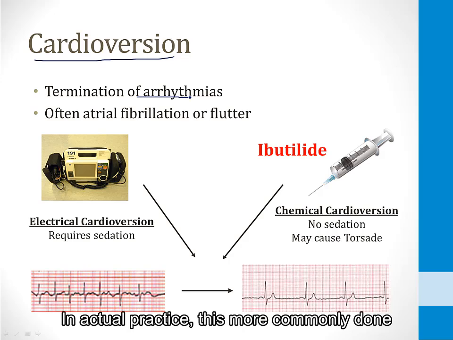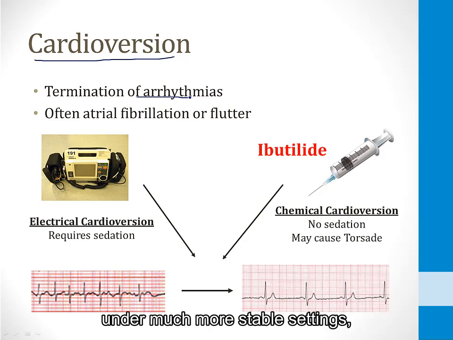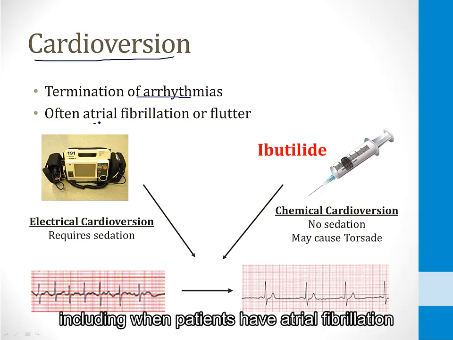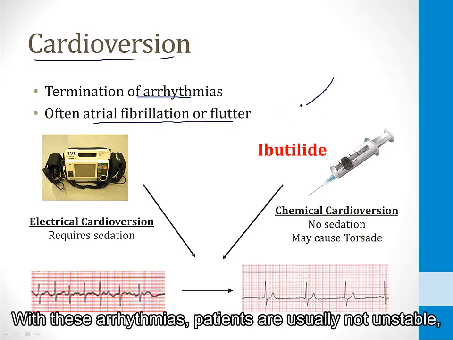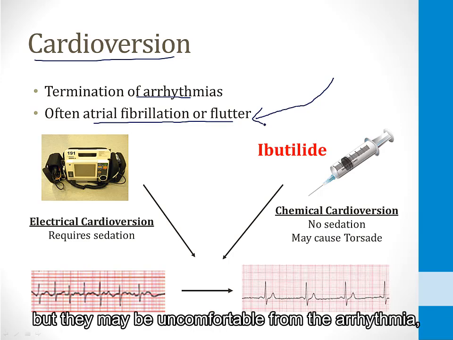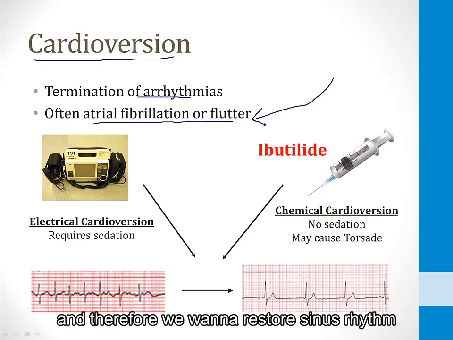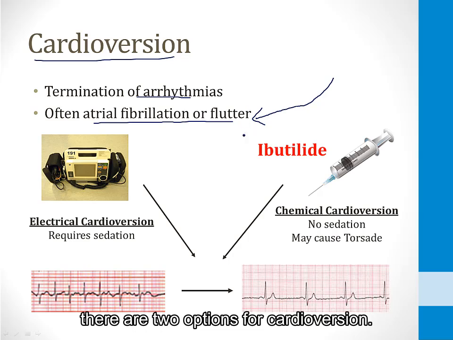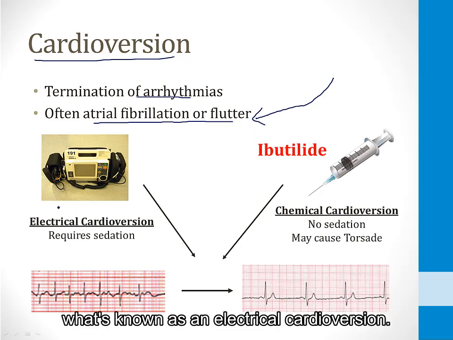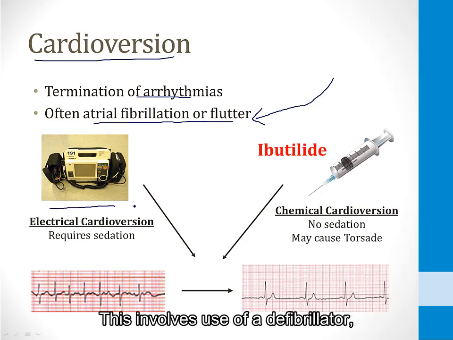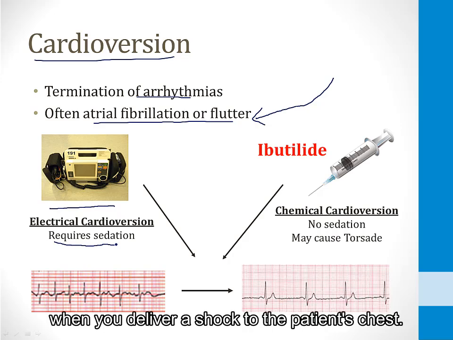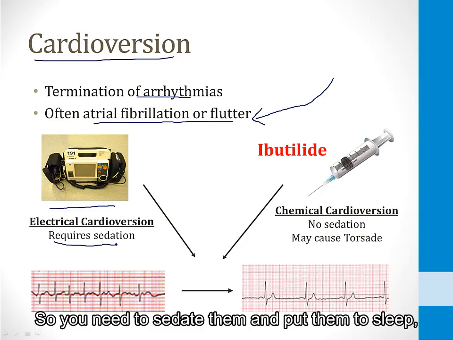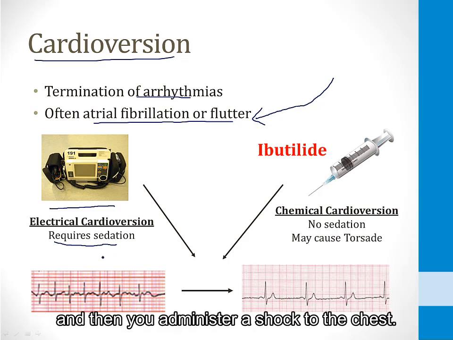In actual practice, this is more commonly done under much more stable settings, including when patients have atrial fibrillation or atrial flutter. With these arrhythmias, patients are usually not unstable, but they may be uncomfortable from the arrhythmia, and therefore we want to restore sinus rhythm to make them feel better. In these more stable situations, there are 2 options for cardioversion. The first is to perform what's known as an electrical cardioversion. This involves use of a defibrillator, and it also requires sedation. It's very uncomfortable when you deliver a shock to the patient's chest, so you need to sedate them and put them to sleep, and then you administer a shock to the chest.